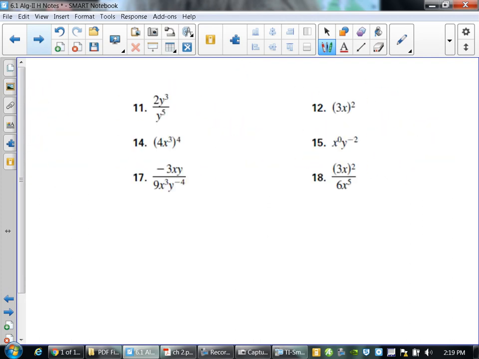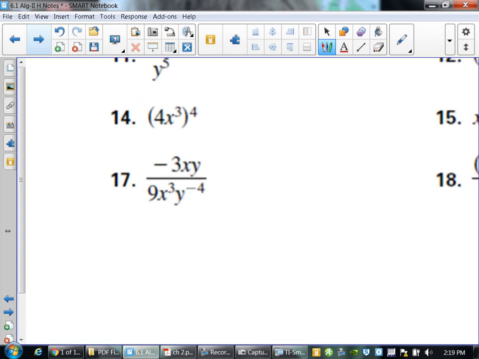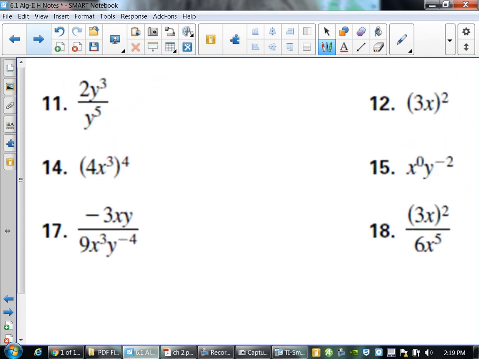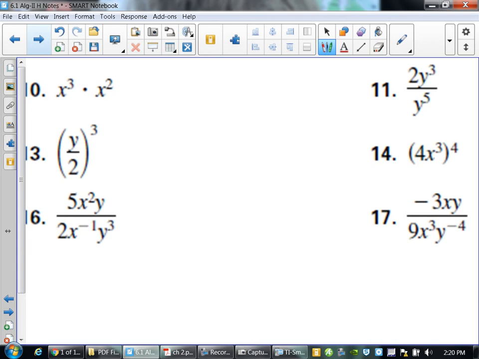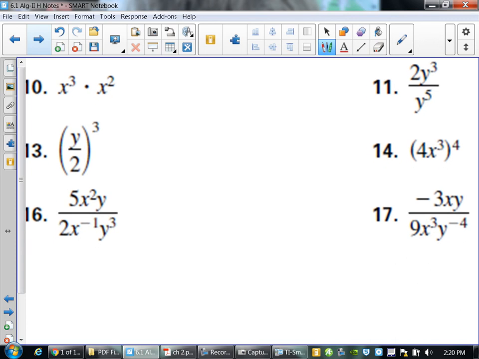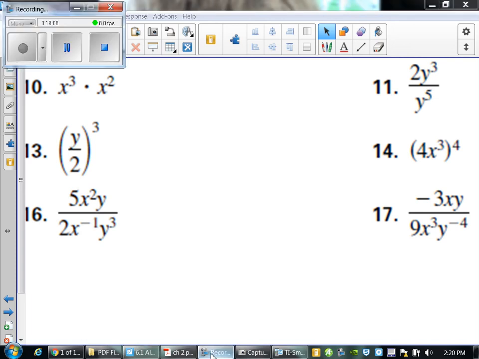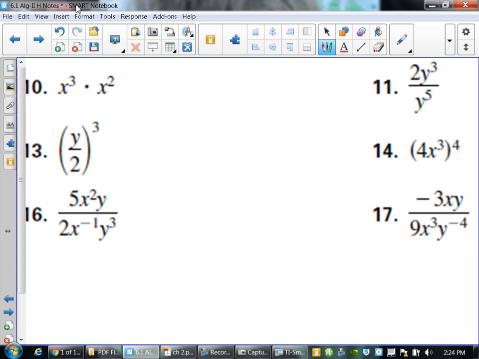So what I want you guys to do, look at this to work. I want you to do these 6. Okay? I want you to take a few minutes and do those 6. Use your exponent rules and go through them. I want to be done with this. x cubed times x squared.